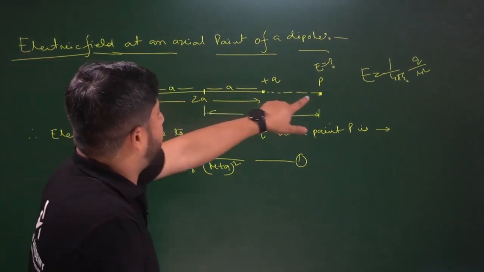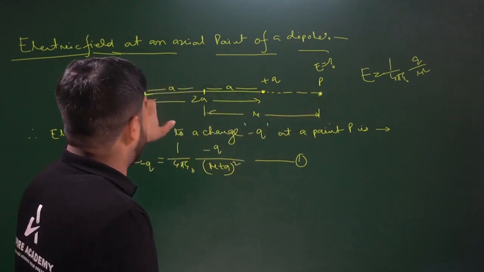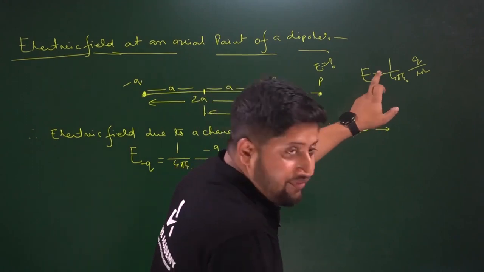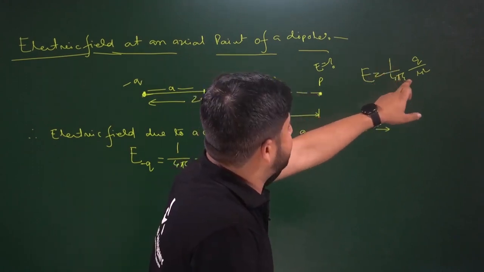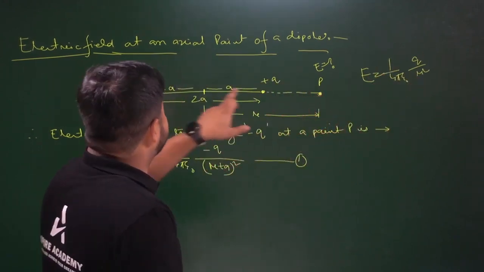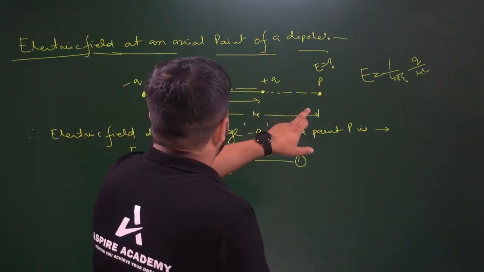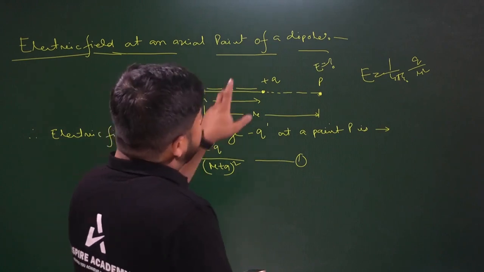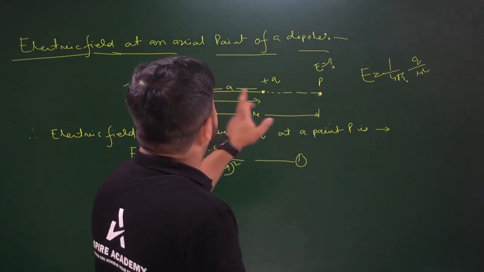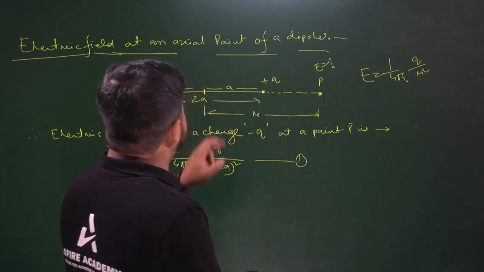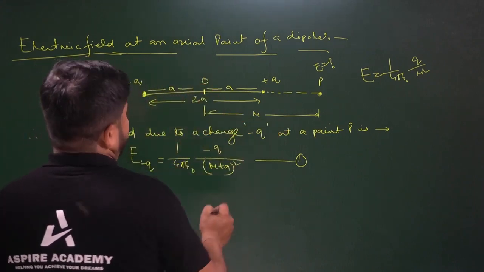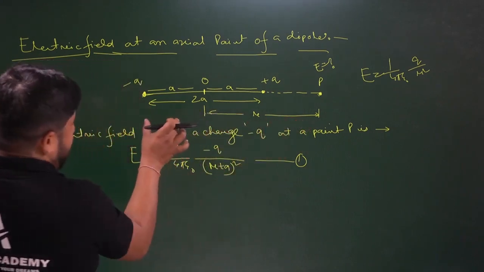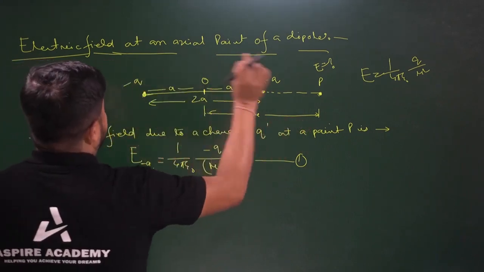Why is it r plus a? Because for the electric field, the formula is 1 by 4 pi epsilon naught, Q by r square, where r is the distance from the charge to the point. We know the distance from point P to the center O is r, so r plus a is the distance between the minus Q charge and point P.